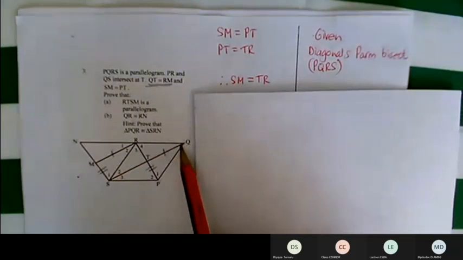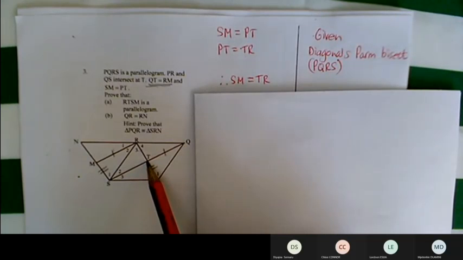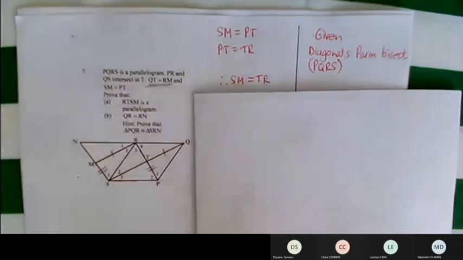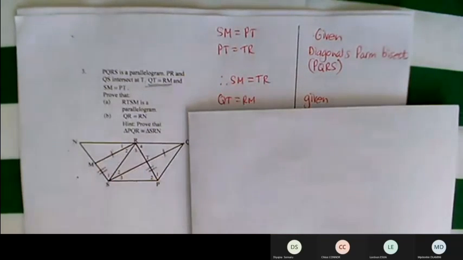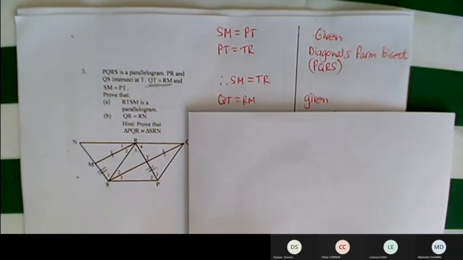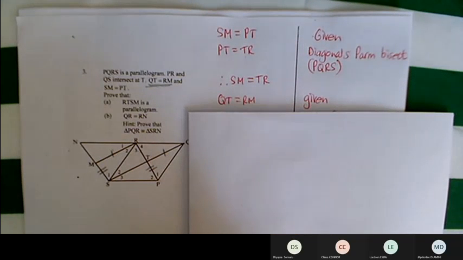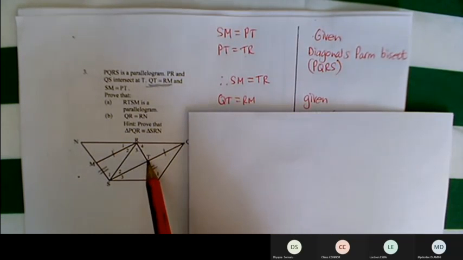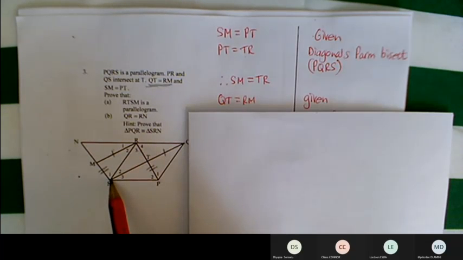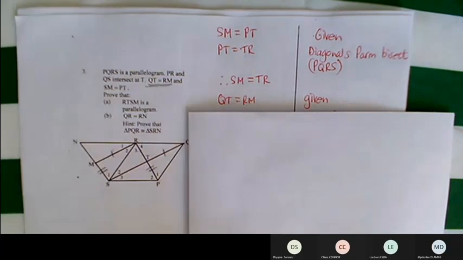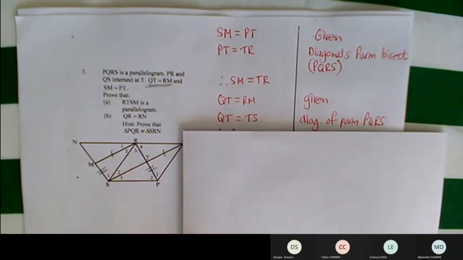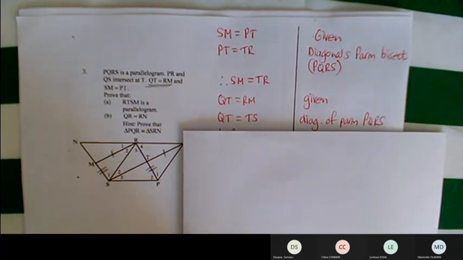QT is equal to RM. So QT is equal to RM, given. QT is equal to TS, diagonals of parallelogram PQRS.